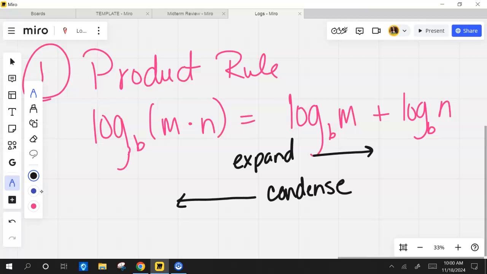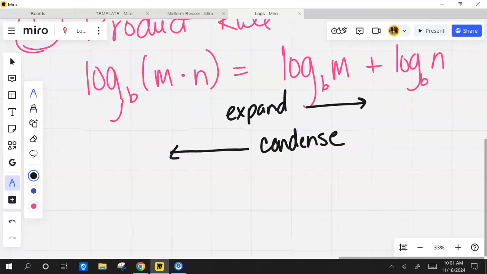So you've got 2 examples over on the right. The first one says to condense. And it is log. Now, I should put a note here. These bases have to be the same for this to work.